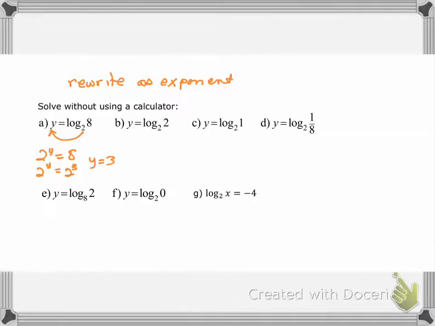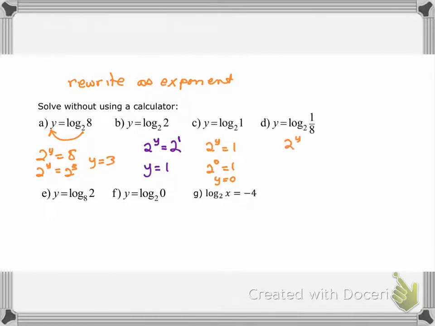All right, next one, again base 2. 2 raised to the y equals 2. Well, there's a 1 there. You don't see it, but it's there, so y equals 1. Next one, 2 raised to the y equals 1. Well, how do we take a base and raise it to a power to get 1? That would be 0, wouldn't it? So y equals 0.